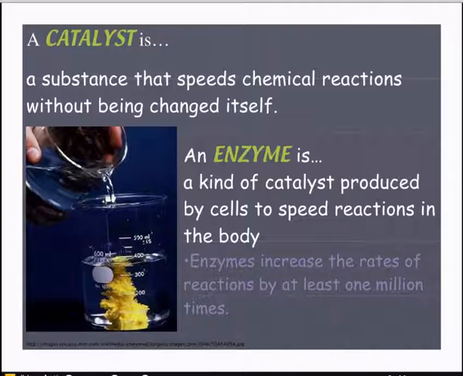In the liver lab, we used manganese dioxide. It was a black powder and it caused the hydrogen peroxide to bubble. That's an example of just a plain old catalyst. It's not organic. It's something that's found in the earth. An enzyme is a specific kind of catalyst that's produced by cells and it speeds reactions in the body. So therefore it is considered organic. Enzymes are catalysts, but enzymes increase the rates of reactions by at least 1 million times.